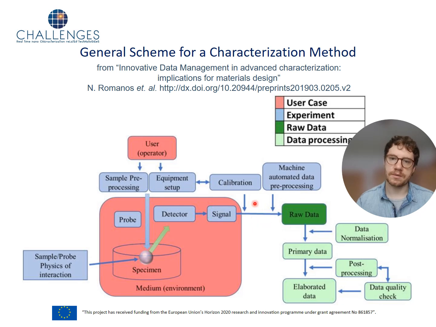The raw data is then obtained with the dark green box here, and then all additional methods that are used for processing after the raw data was acquired then fall into the category of data processing.